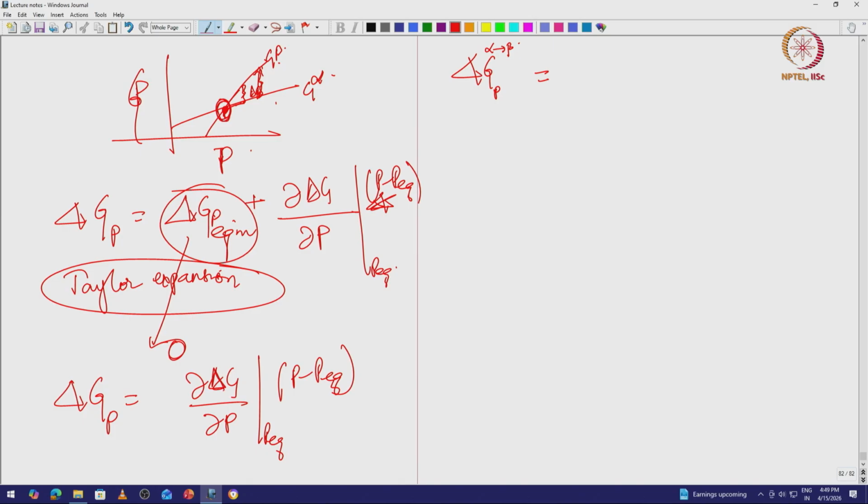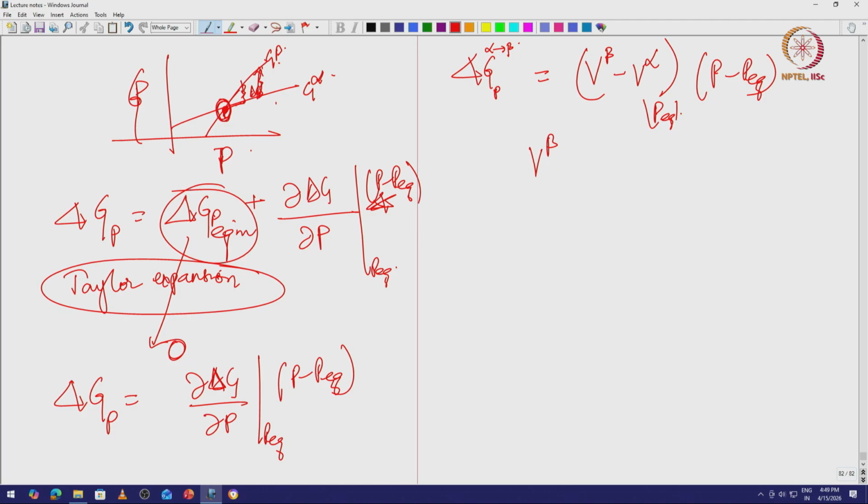What is d delta G by dP? It is the volume of the beta phase minus the volume of the alpha phase, that is dG by dP for beta minus dG by dP of alpha, times P minus P equilibrium. And this volume can be estimated at the phase transition at P equilibrium.